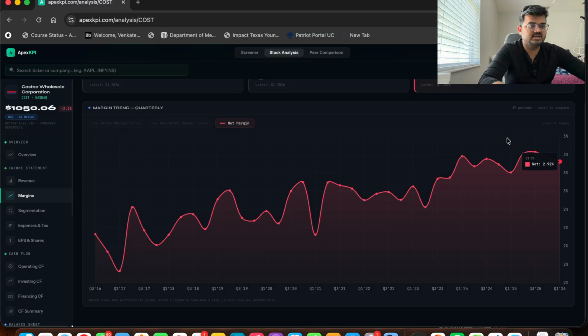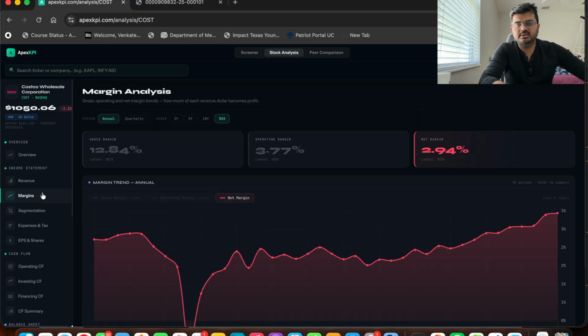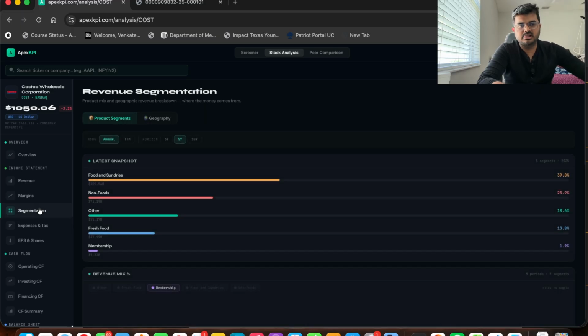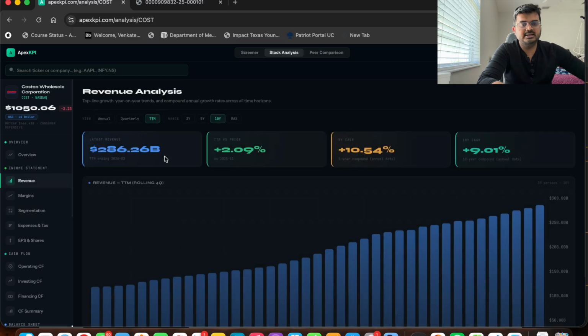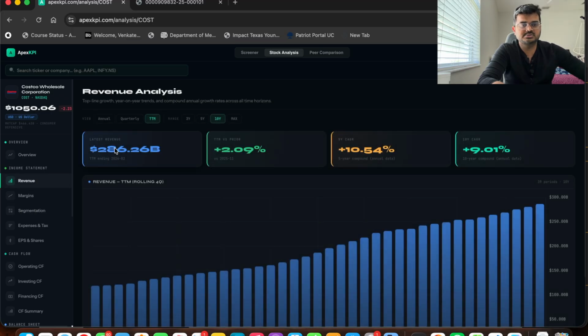And finally, net margin. If you look at the net margin, again, it is hovering somewhere between 2 to 3.5%. And the next thing I would like to understand in the income statement is segmentation. What segmentation basically means is, yes, we have talked in detail in the revenue section, Costco has generated $286 billion in revenue. But Costco is not just a single business, as we have talked about in the first part of the video.